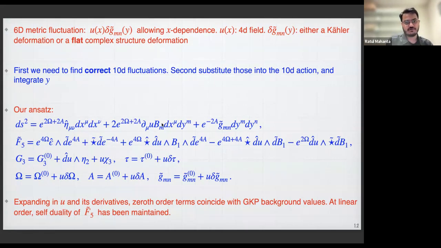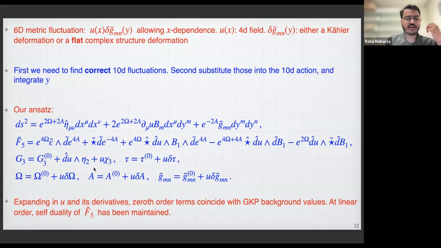I have written here our answers. You can see here that since u is now space-time dependent, derivatives of u appear. These are the new terms. And also there is a compensator field as an off-diagonal term in the metric ansatz. Expanding u and its derivatives, the 0th order terms coincide with the GKP background.